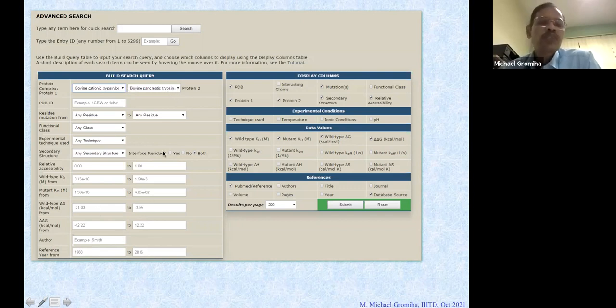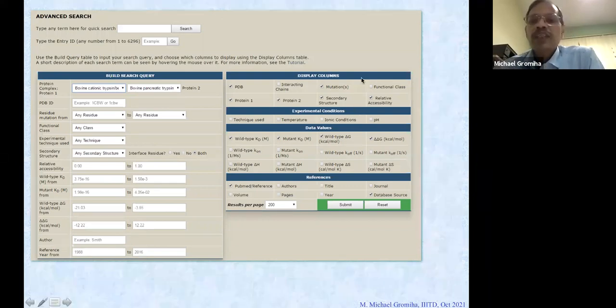And then you can have various options to search. You can search with the function class, with the mutation, with the secondary structure or ASA, or with the values, whether you need only the increase in binding affinity or decrease in binding affinity, or very high change in the binding affinity. Anything you can use.